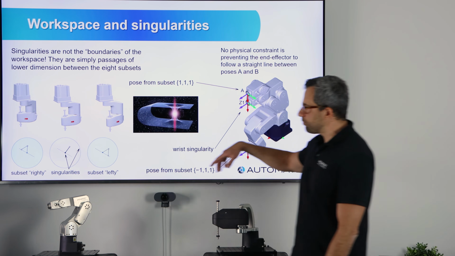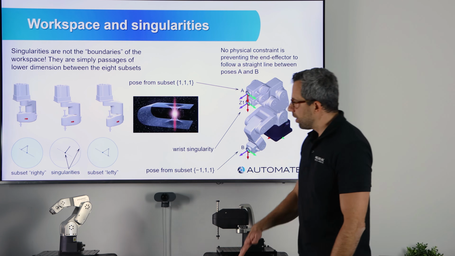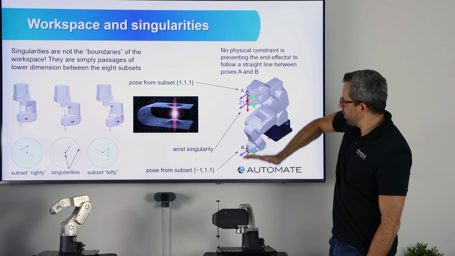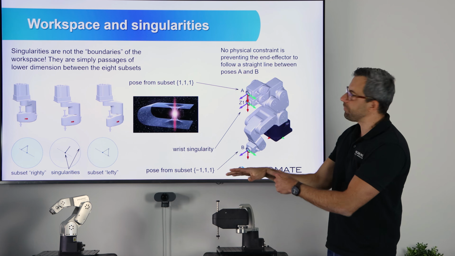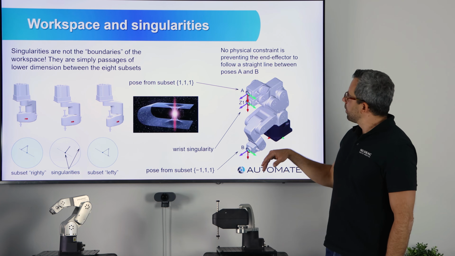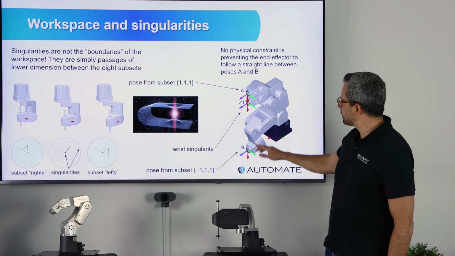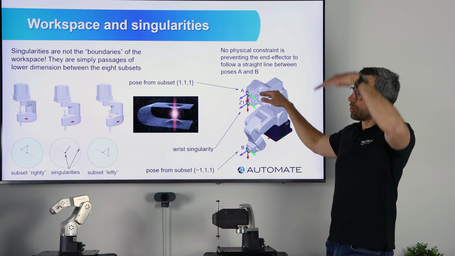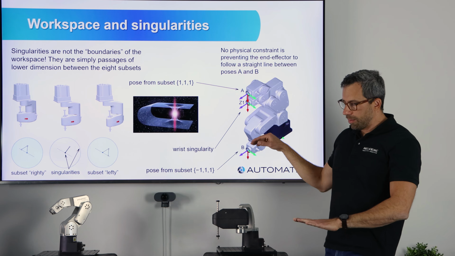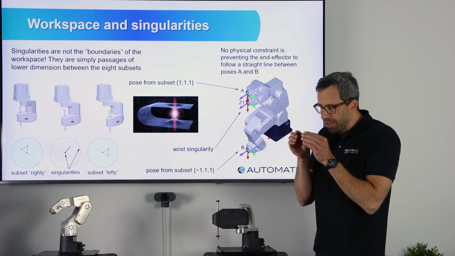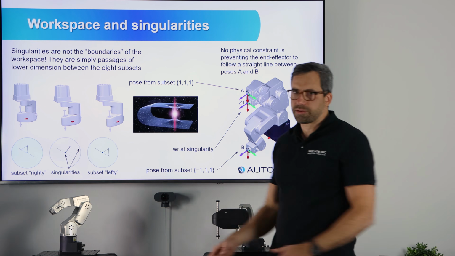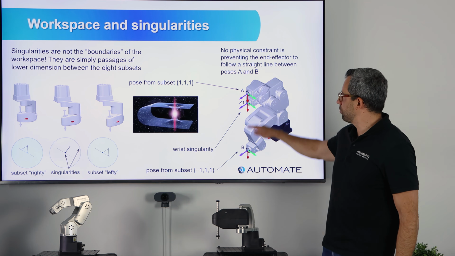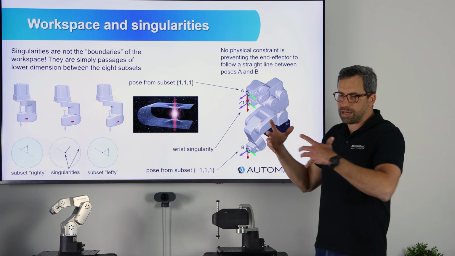Same here. If my robot is like this, there is nothing physical that prohibits me to go from here to here and cross this singularity. There's nothing. Mathematically, there is a problem, but I can do this, and by doing this, I can switch assembly modes, which is working modes. I can go from one of my subsets to the other by precisely crossing this small crevice, which is the singularity. And by doing this, I can do a very long line. So my workspace is now bigger.